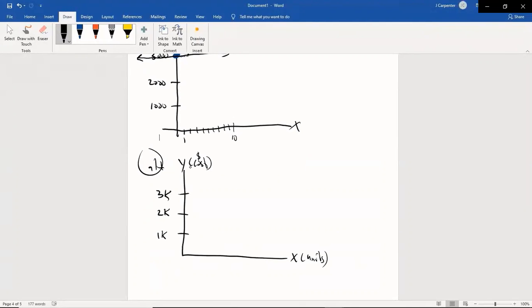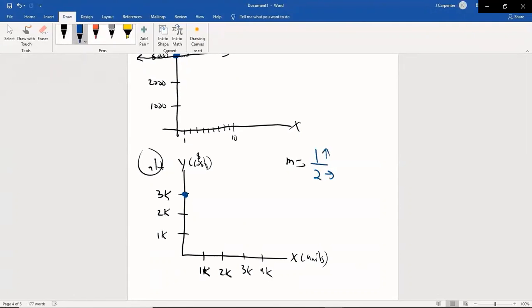So maybe you want to go 100, 200, 300, 400, 500 units. Maybe you want to go 1,000 units. 1K, 2,000 units, 3,000 units, 4,000 units. So here's our initial point at the 3,000. With a slope being, we said it came out to 1/2. Every time we go right 2, we go up 1.